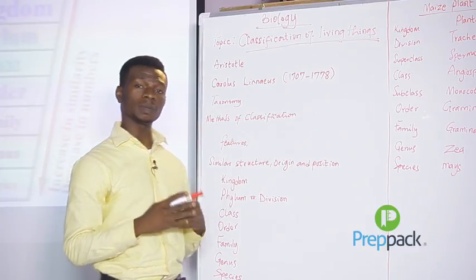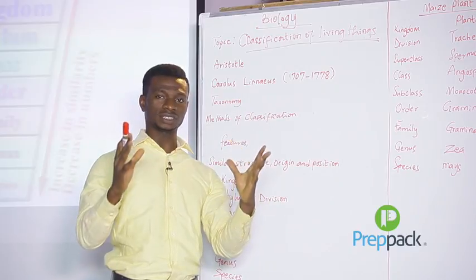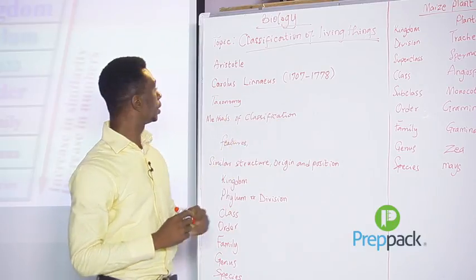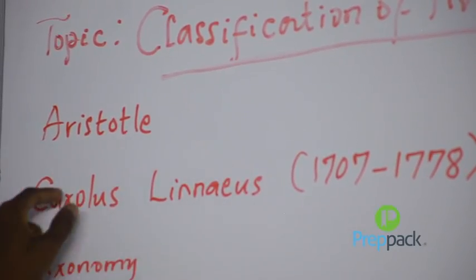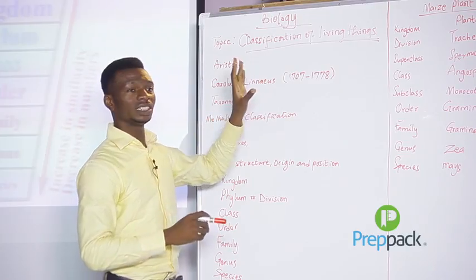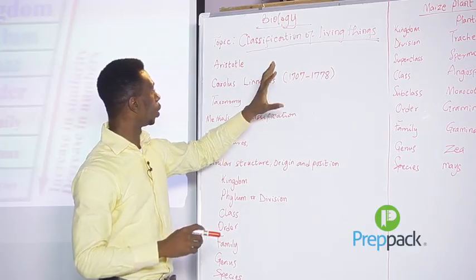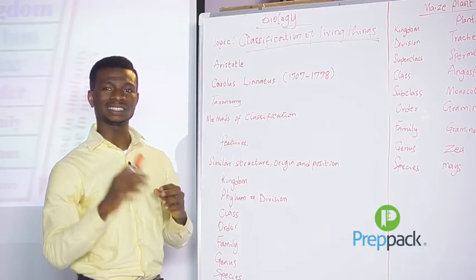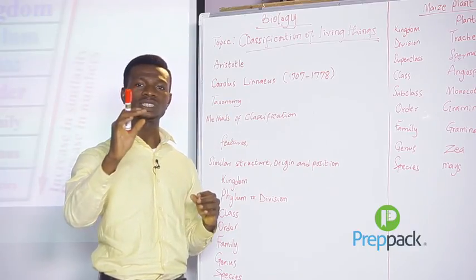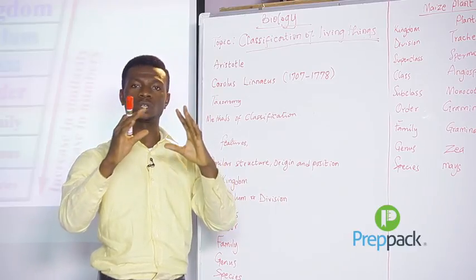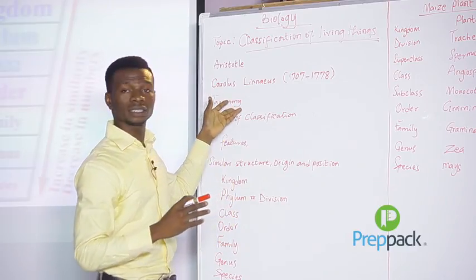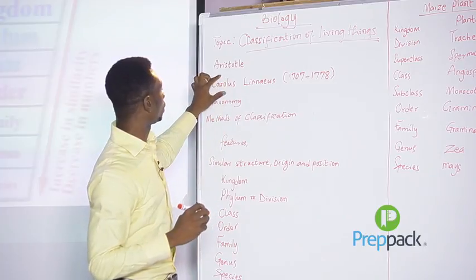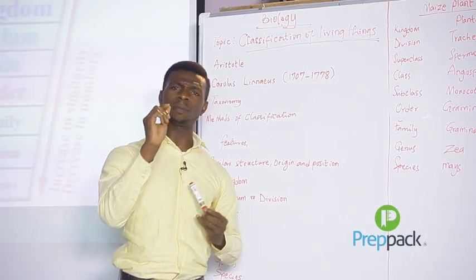Aristotle was the first man who tried to classify living things in a definite pattern. But the work of a Swedish naturalist called Carolus Linnaeus is the accepted work for naming living things. Taxonomy is that field that has to do with the systematic naming of what? Organisms, whether they be plants or animals. But like we all know, the work of Carolus Linnaeus, the Swedish naturalist, has a bit of a problem.